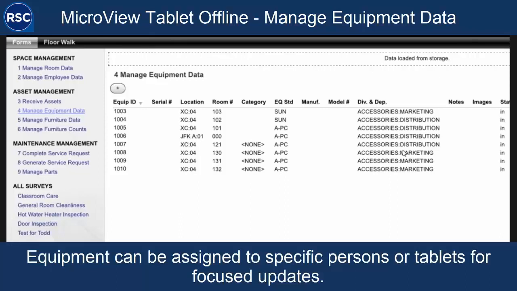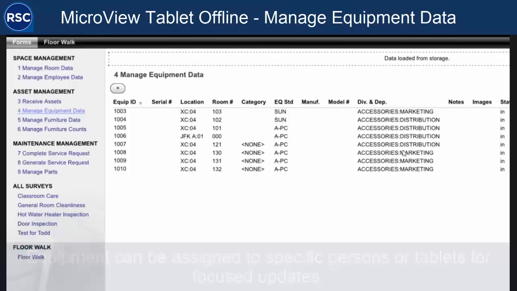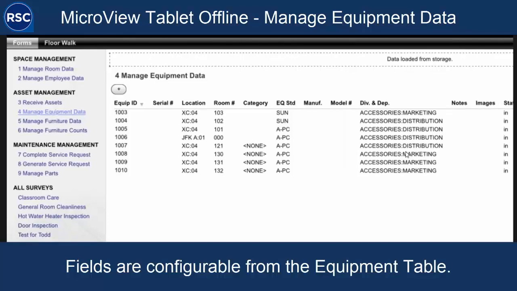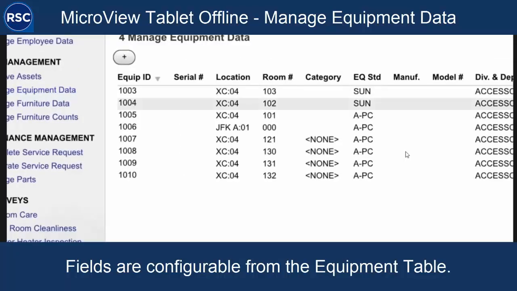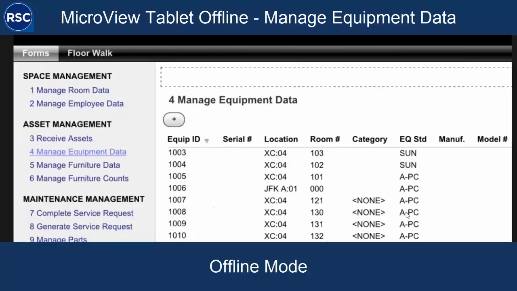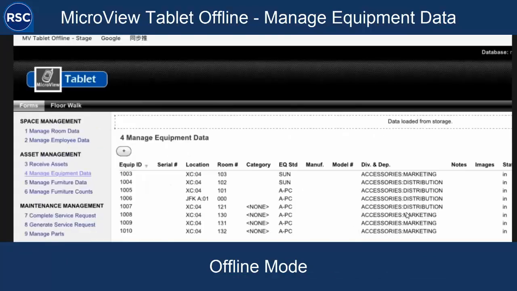Not all of the equipment in Archibus is going to show up here. You can choose which pieces of equipment you want to assign to particular inspectors and assign those to them, and then they'll see those only. The fields that you see on this form are also configurable. One of the things I want to show is the ability of this application to work in offline mode.